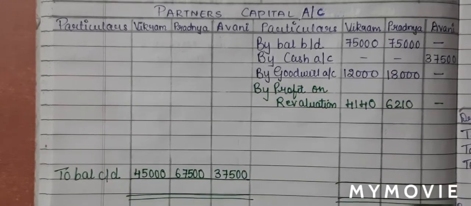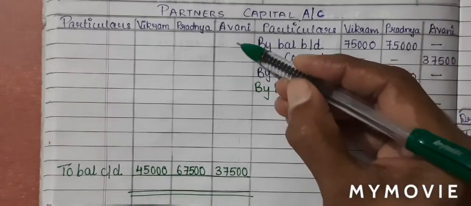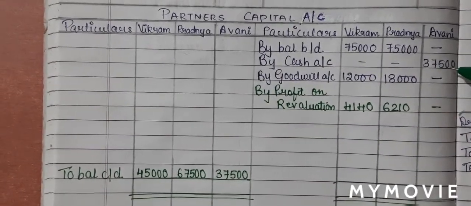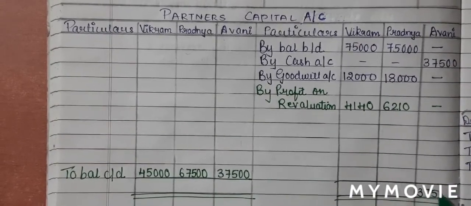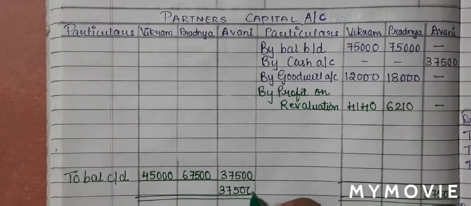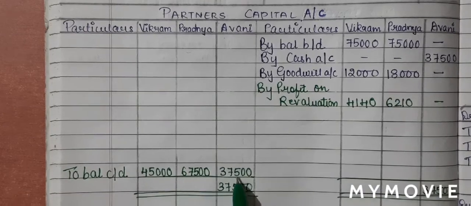First we will start with the new partner. Okay, if you look at the new partner, students, on the debit side there is no balance. On the credit side there is a balance of 37,500, which is my greater total. So I'll write 37,500 on both the sides. And since there is no balance on the debit side, the amount is already written 37,500 on top.